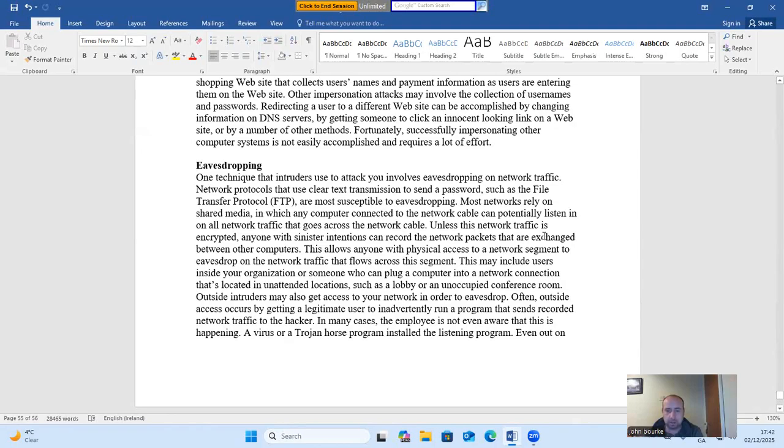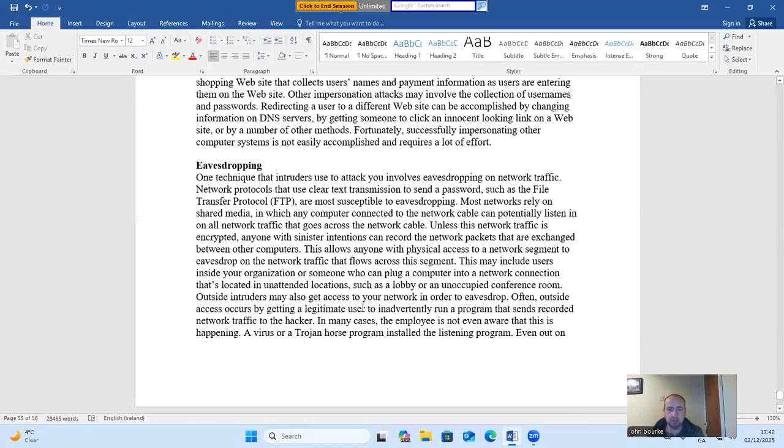Unless this network traffic is encrypted, anyone with sinister intentions can record the network packets that are exchanged between other computers. This allows anyone with physical access to a network segment to eavesdrop on the network traffic that flows across this segment. This may include users inside your organization or someone who can plug a computer into a network connection that's located in unattended locations, such as a lobby or an unoccupied conference room.